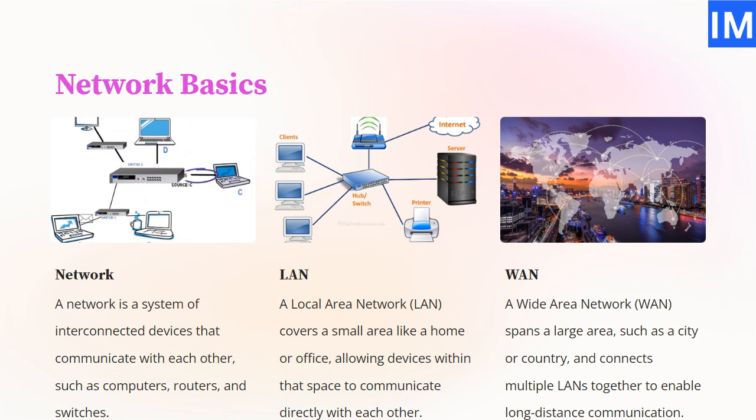There are two main types of networks: a local area network or LAN, which covers a small area like your home or your office, and a wide area network or WAN, which spans a large area such as a city or country, connecting multiple LAN devices. For example, the connection from one building to another building would be a WAN, but a connection within the same building would be a LAN.